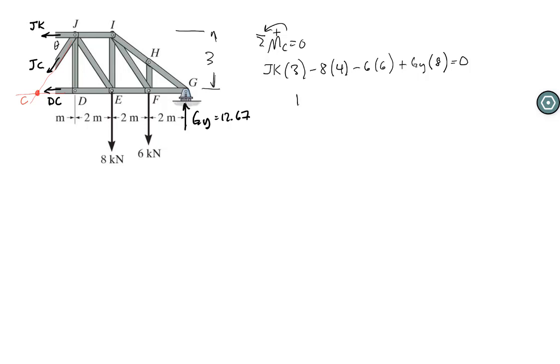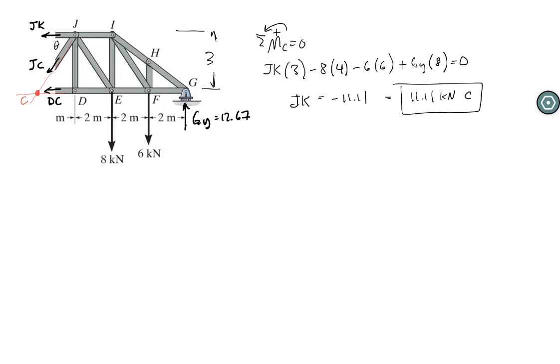Now I can solve that for JK, and that's going to be equal to negative 11.11, which basically means that I drew the arrow incorrectly. So JK is equal to 11.11 kilonewtons in compression. And fortunately, that's the same answer that I got with my prior work.